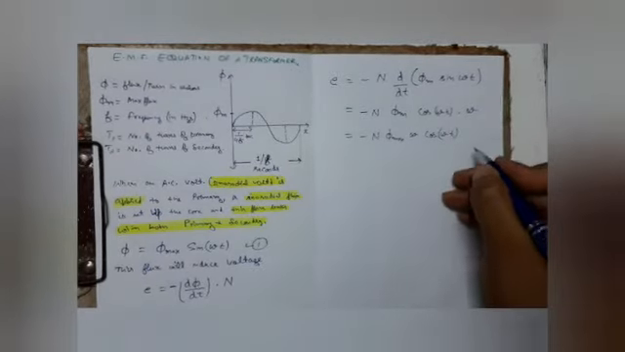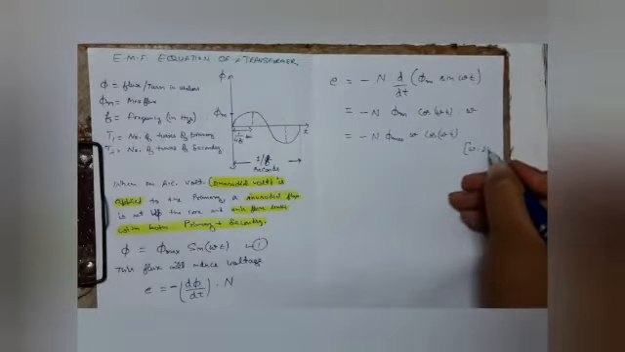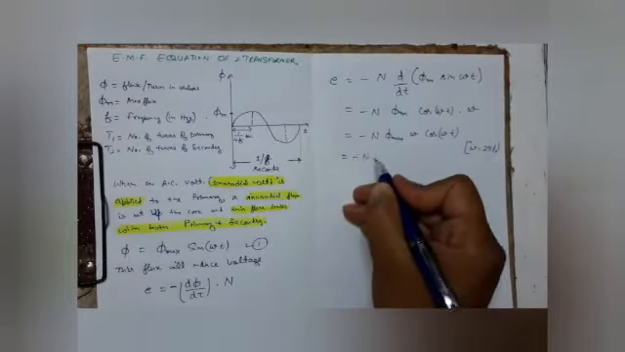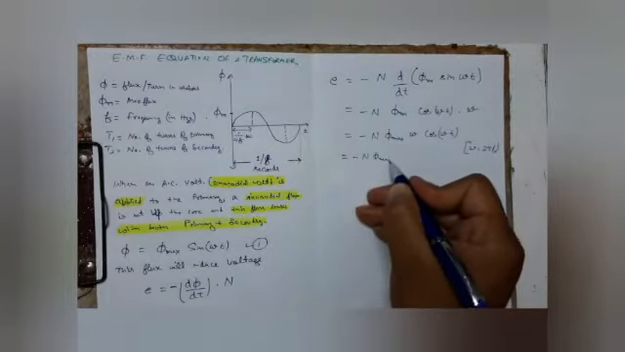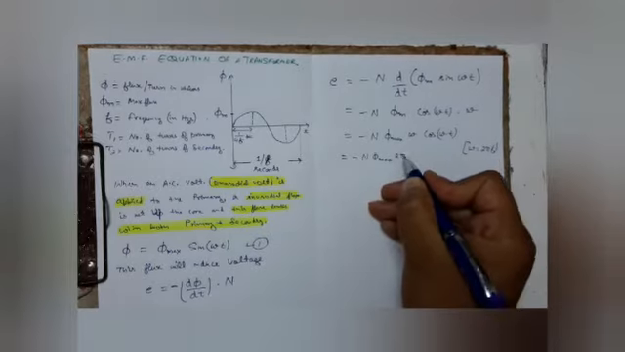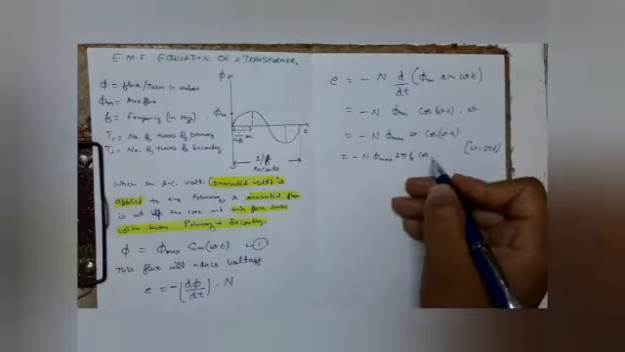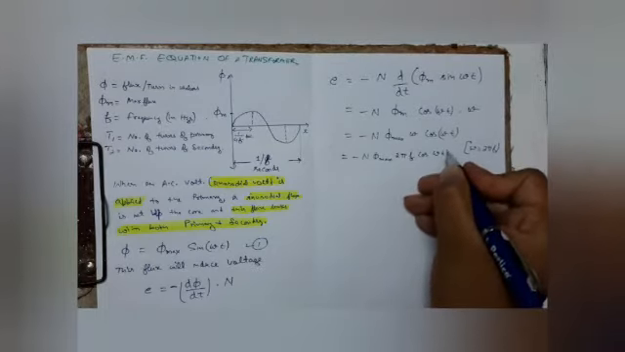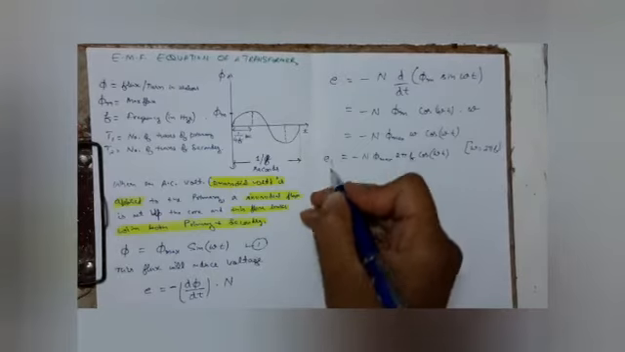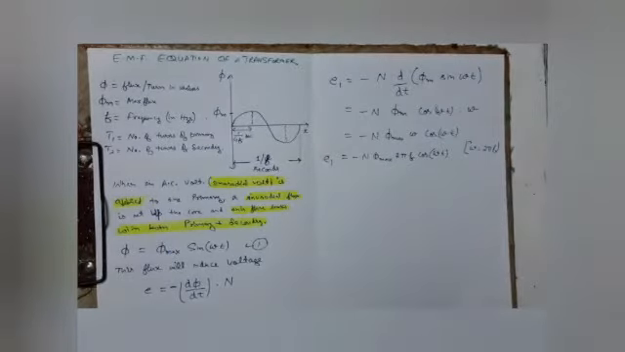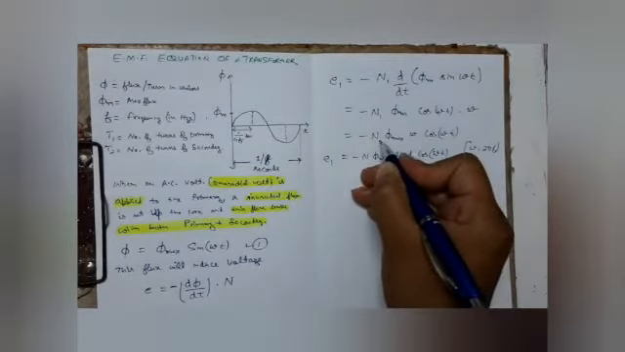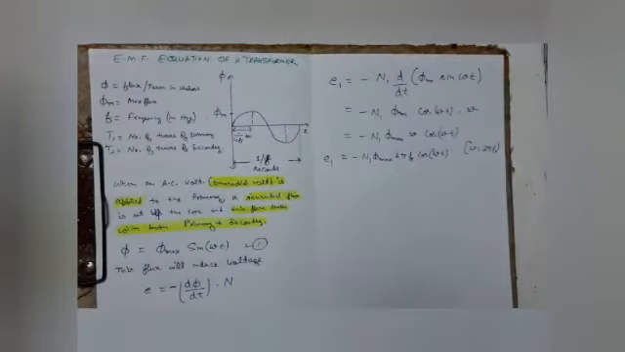and we know that omega is equal to 2 pi f, so that will be E1 is equal to minus N1 phi max 2 pi f into cos omega t. This will be the value of voltage that will be induced in the primary, where N1 is the number of turns in the primary. Same equation will be for the secondary also.